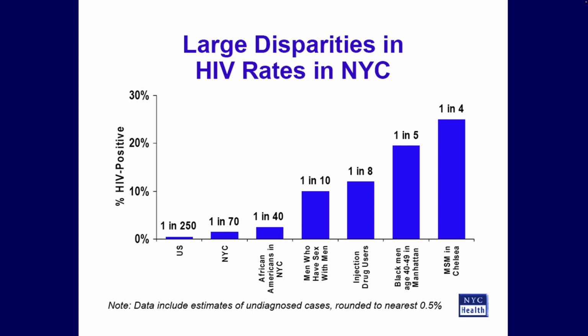1 in 8 injecting drug users. 1 in 5 Black men aged 40 to 59 in Manhattan. And 1 in 4, or about 25% of men who have sex with men living in Chelsea. These prevalence estimates were staggering and very powerful tools to focus people's attention on New York City's HIV epidemic and on some of the disparities that existed and continue to exist.